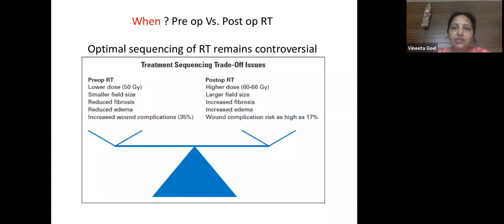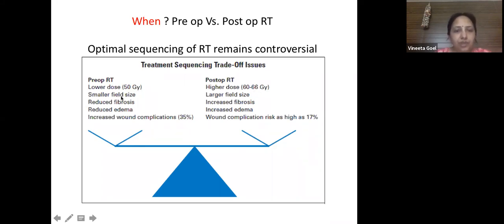So there is a controversy about optimal sequencing of radiation therapy. Radiation therapy can be added with surgery either preoperatively or postoperatively. Now, both preoperative and postoperative radiation therapy have their advantages and disadvantages. If I have to summarize them, then I will say that preoperative radiation therapy has to be given in the lower dose. The dose is around 50 gray, whereas in postoperative radiation therapy, the dose is higher. It is in the range of 60 to 66 gray.